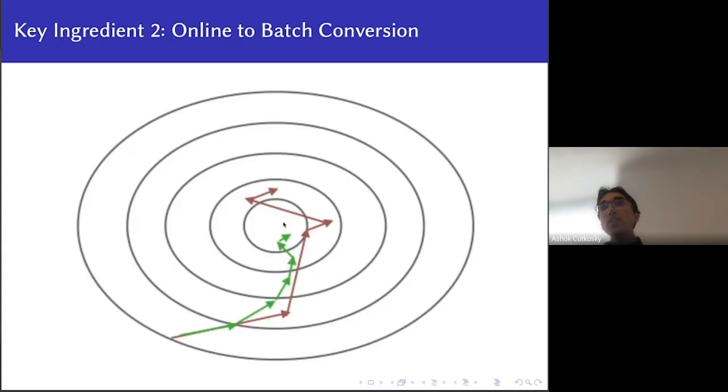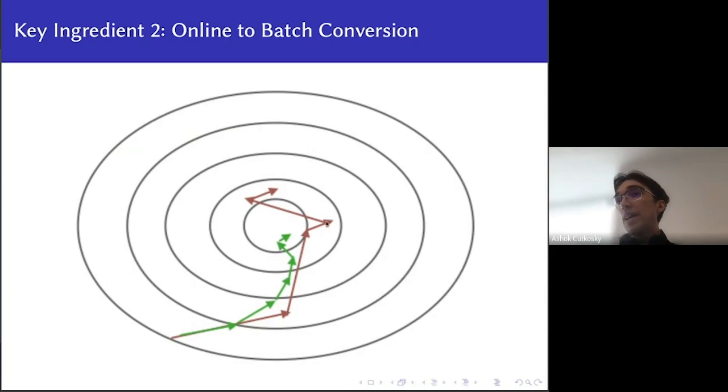Okay, so here's a picture of online to batch conversion in action. Here, the red points are the iterates of online gradient descent, and the green points are the averages. They're the averages of the red points. So here, we started out over here. We get the gradient for some loss function whose contours are these circles. We move over here because the gradient has some noise, right? It doesn't point directly towards the minimum.